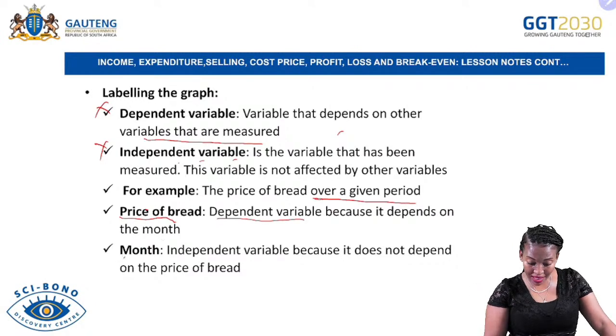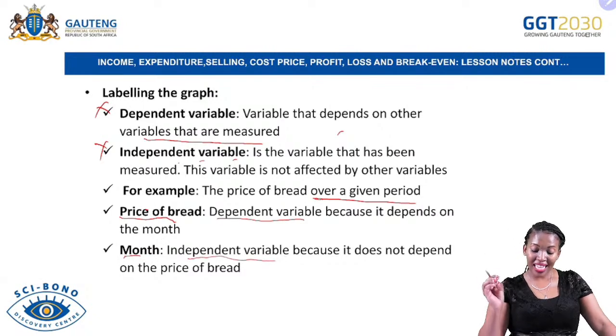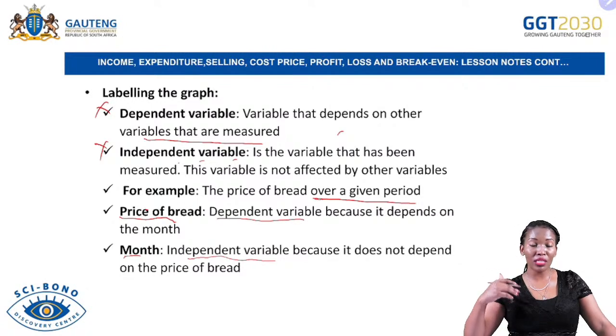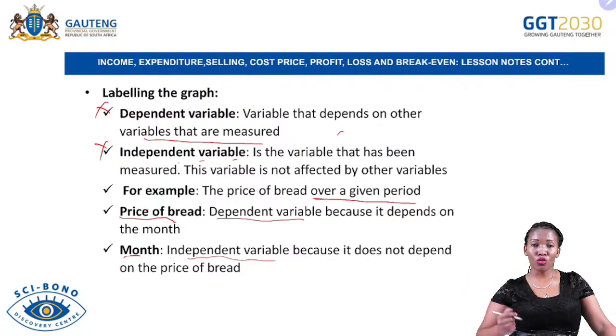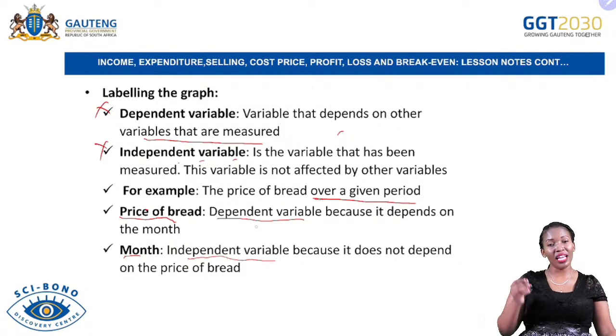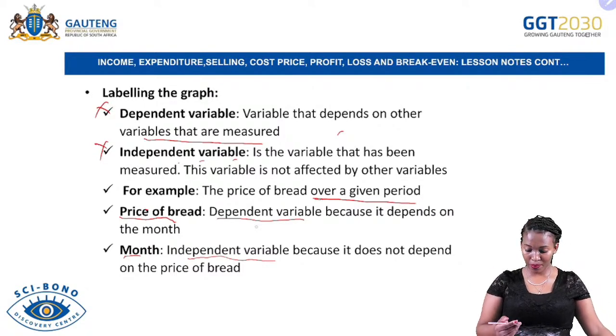Whereas the month that you are going to purchase the bread is an independent variable because it does not depend on the price of bread. As time goes, the months are moving. So it's not depending on the bread, but the price that you are going to pay will depend on what? On the month in which you are paying for that particular bread.